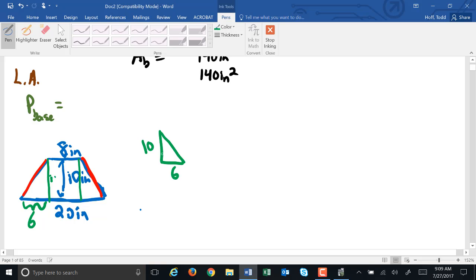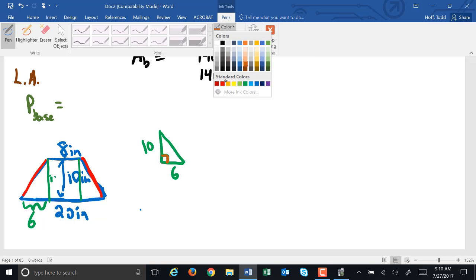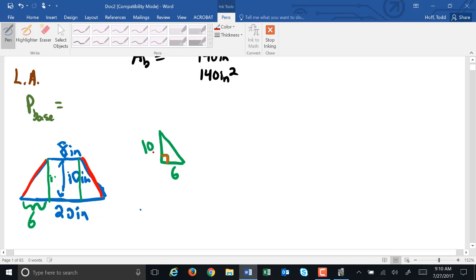6 and 10, that's a right angle. Well, then we have to use our a squared plus b squared equals c squared to find the missing side. Remember, that only applies to a right triangle. Well, we have this right angle right here, so we know it's a right triangle. A and B are the sides that make the right angle. C is the side that's across from the right angle. It's the longest side. So it's a squared plus b squared equals c squared.